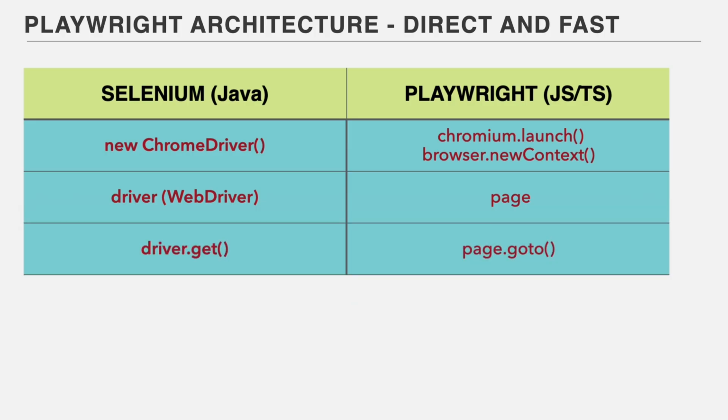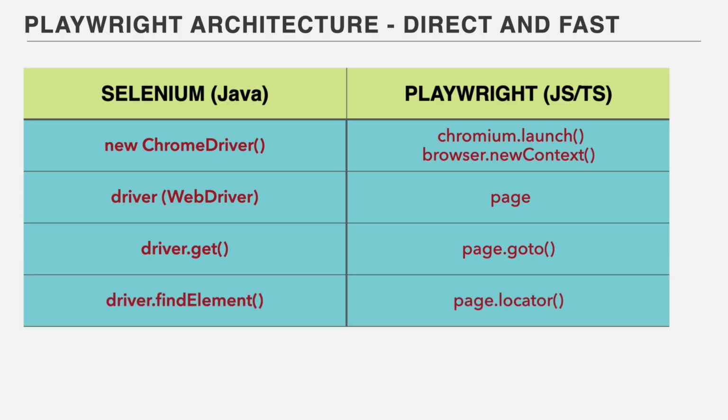Now driver.get in Selenium opens a URL. In Playwright, page.goto does exactly the same thing. So different name, same job. Now to find the elements, we use driver.findElement in Selenium. In Playwright, we use page.locator. But Playwright locators are smarter, more stable, and easier to write. We will cover that in a separate video.